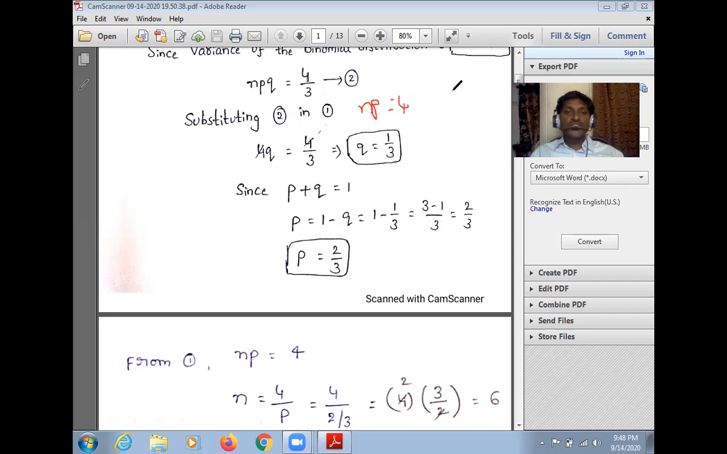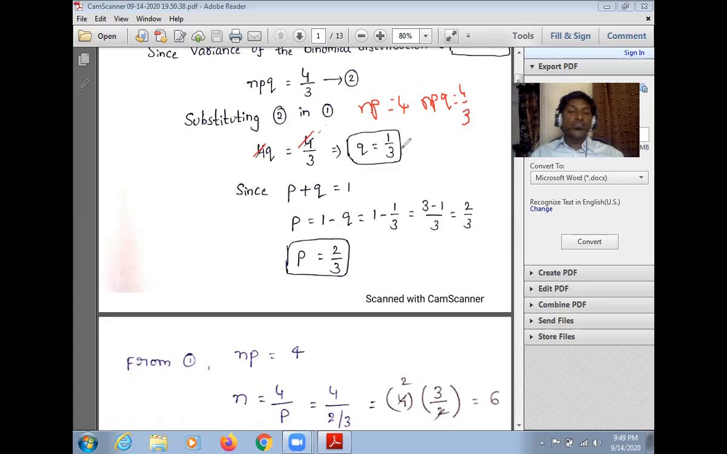And equation 2 is npq equal to 4 by 3. These two we know, so by using these two we have to calculate n, p and q. For that we substitute equation 1 in equation 2, replacing np with 4. So 4q is equal to 4 by 3. The 4s on both sides cancel, and the remaining is q equal to 1 by 3.